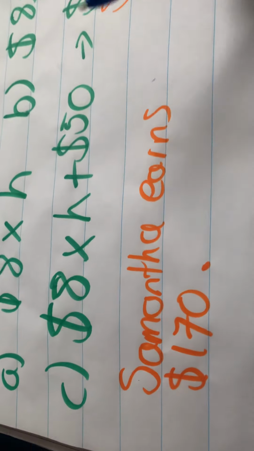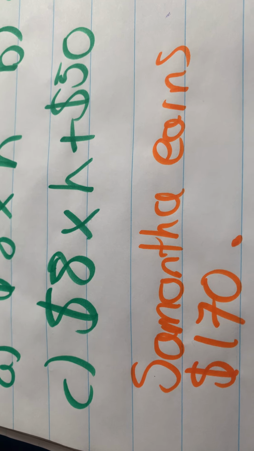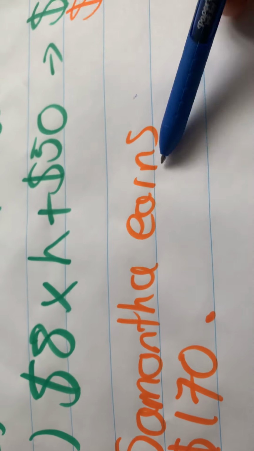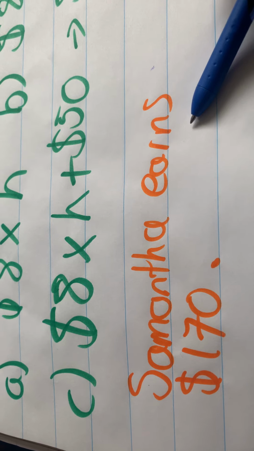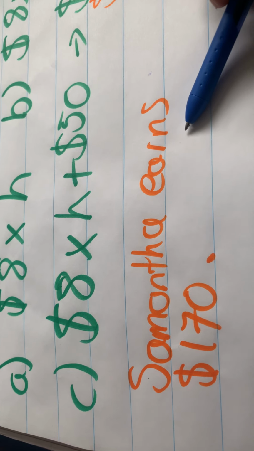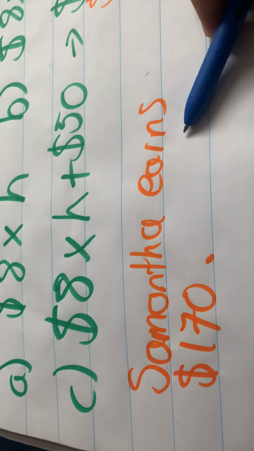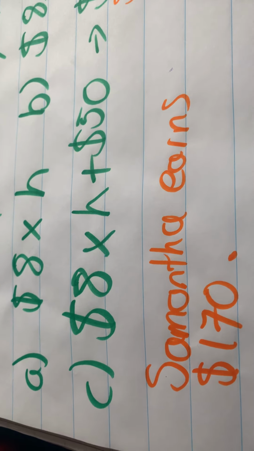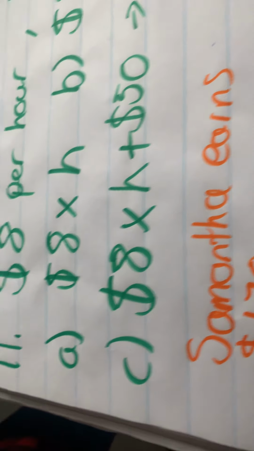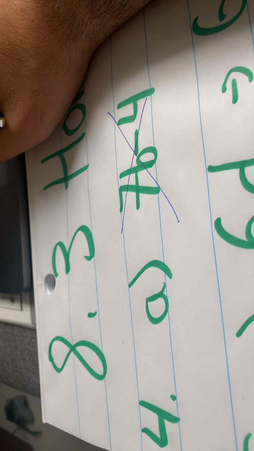And because it's a word problem, I just need my sentence: Samantha earns 170. Nice and easy. Remember your word sentence at the end. I realized I said word problem, I meant word sentence. Doesn't have to be anything super long and it just wraps everything together. All right? Lastly, number 12.